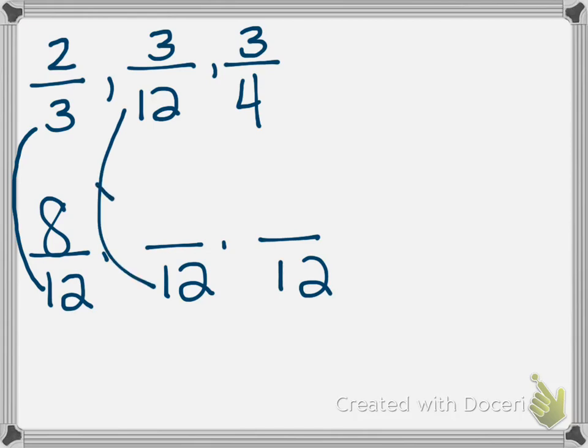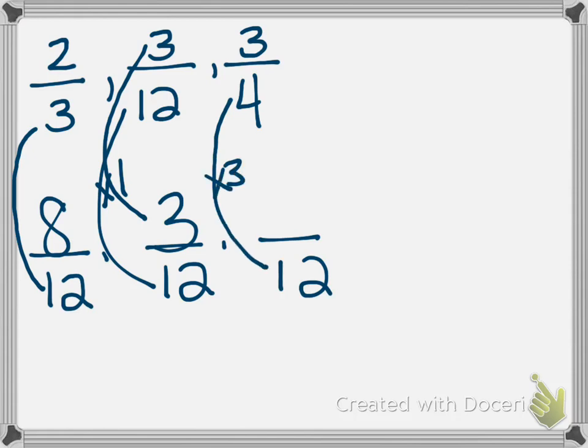12 times 1 is 12. So 3 times 1 is 3. That one doesn't have to change at all. 4 times 3 is 12. So 3 times 3 is 9.